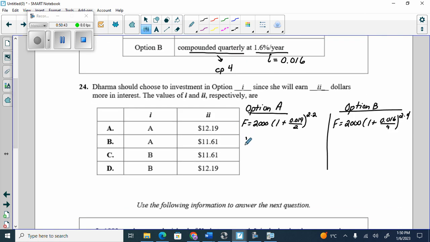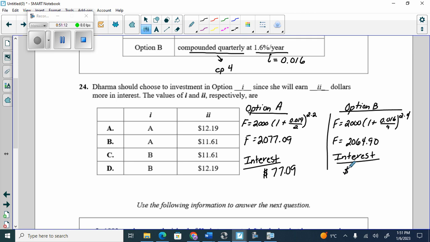So when I type this one into my calculator, I get 2077.09. When I type this one in, I get 2064.90. So interest is just taking off the final. The interest option A made was $77.09, because I take the 2,000 off, because that's what I went into the bank with. And the interest they made on this one is $64.90. And when I subtract the two, I get $12.19.